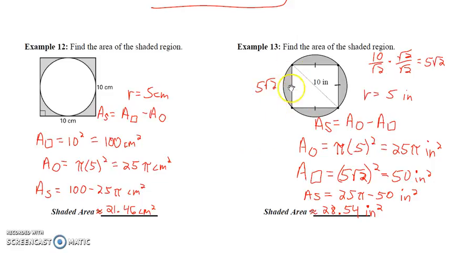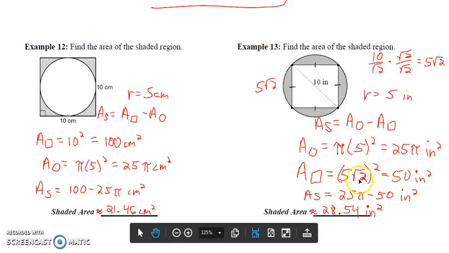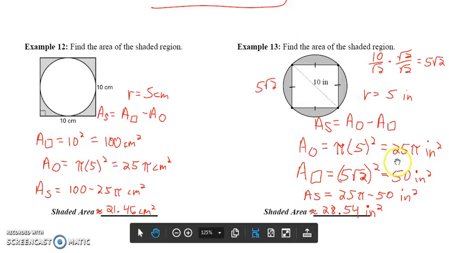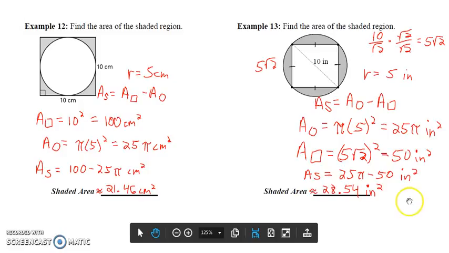If this is 5 root 2, this is 5 root 2. So the area of the square is going to be the quantity 5 root 2 squared. Use the parentheses when you type it in the calculator, and you'll get 50. So the shaded region is the circle minus the square. So the area of the shaded region is 25 pi minus 50. Type that in, hit enter, and don't forget units squared for area.